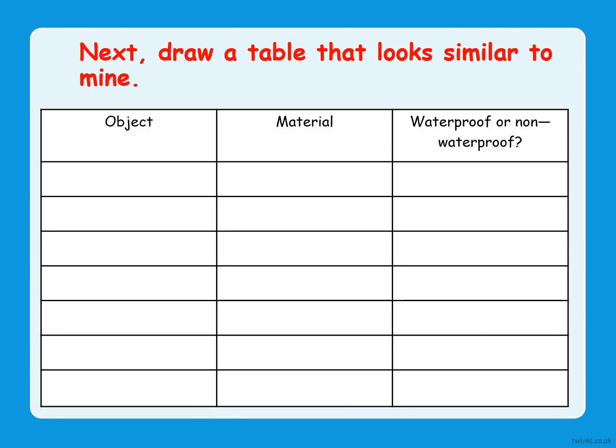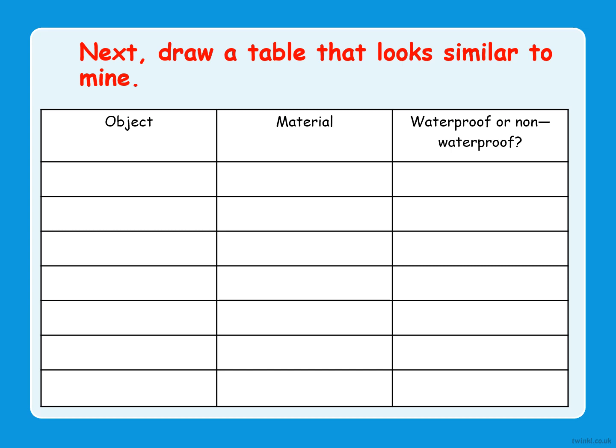Do you have your materials in front of you? Well done, superstars. Now, I would like you to draw a table that looks very similar to mine. And if you look on your screen, you can see that my table has 3 columns and it has 7 rows. But you can draw as many rows as you would like. I've drawn 7 rows because I am testing 7 materials.